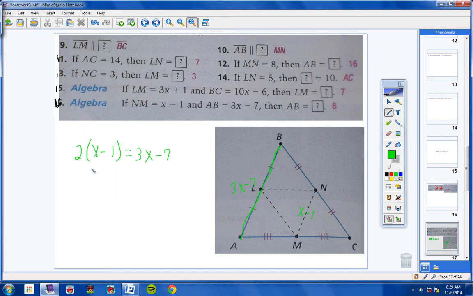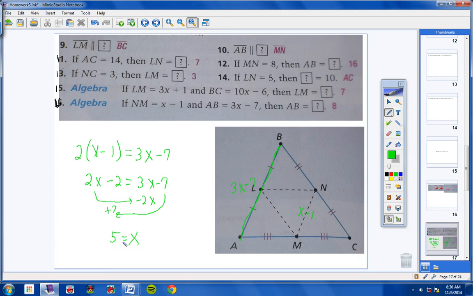Now go ahead and solve for x. 2 times x is 2x. 2 times negative 1 is negative 2. We'll bring our x's over to this side this time, so bring your 2x over here and make it a negative 2x. Bring your negative 7 over and make it a positive 7. So you're left with 5 equals x.